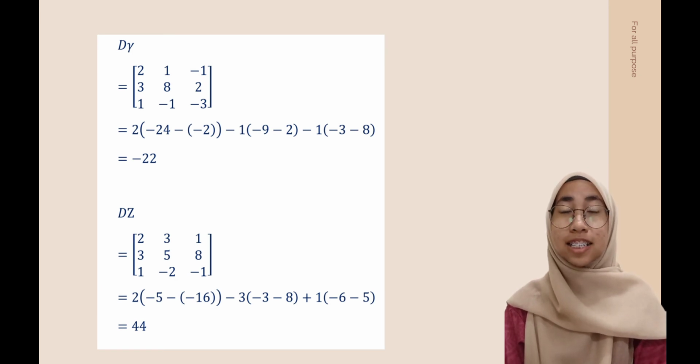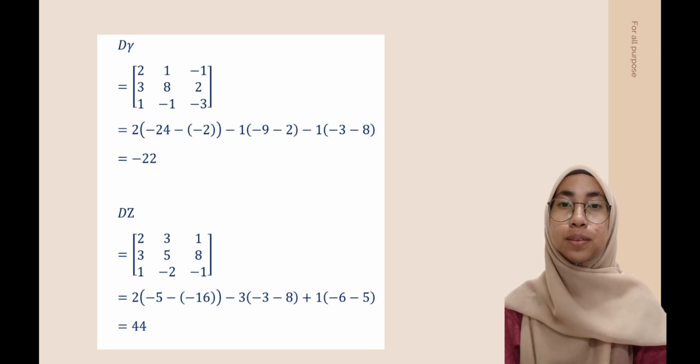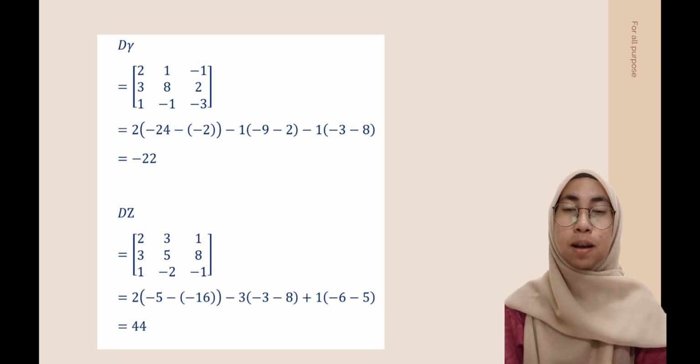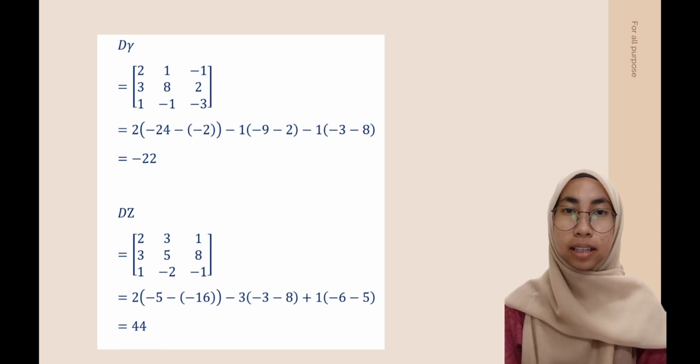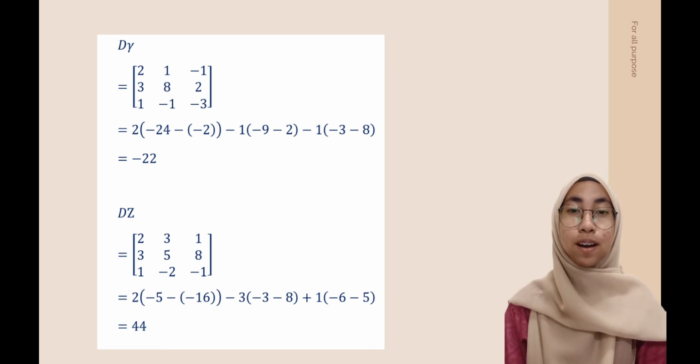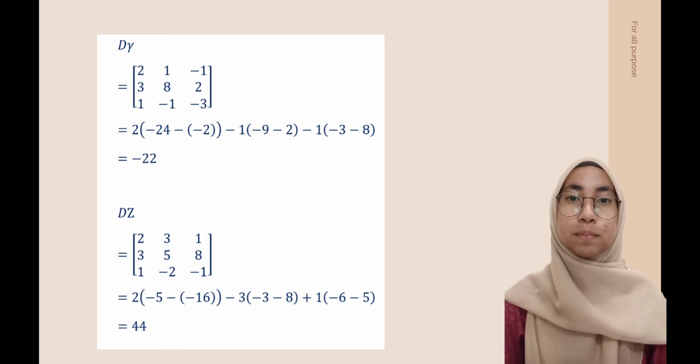Next step is we find the determinant y. So we replace the place of y with 1, 8, and negative 1. So we got 2 times negative 24 minus negative 2, negative 1 times negative 9 minus 2, and negative 1 times negative 3 minus 8. We got negative 22.